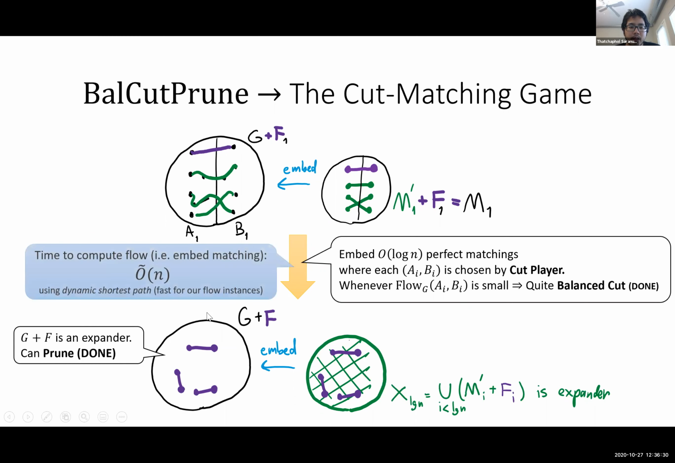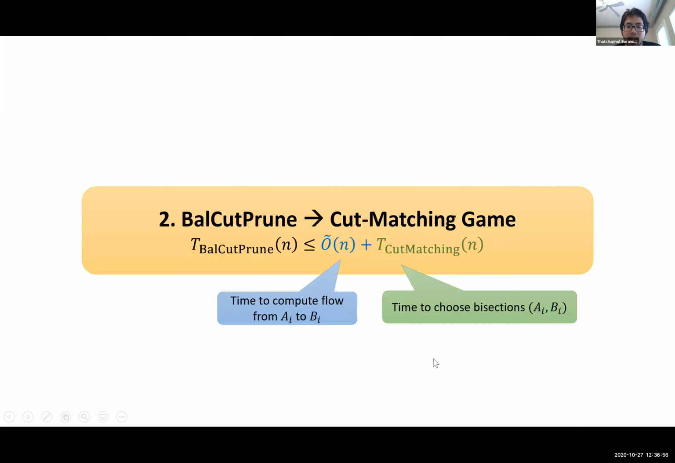And the running time here is just the time to compute flow in each round, that is, to embed a matching. This can be done in linear time using some dynamic shortest path. The other time is just the time to choose the bisection. But by definition, the total time for choosing bisection is denoted by T of cut matching. So we get this inequality.